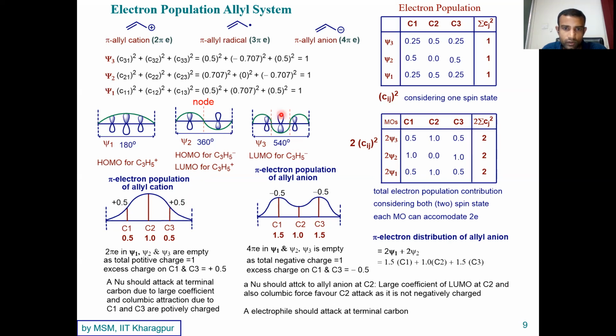And at the same time, this allyl anion is a nucleophile itself. But let's say another nucleophile attacks this allyl anion. Where will it react? It will attack the LUMO, which is psi 3. You know the maximum coefficient is at C2, so it should attack at C2. Not only that, the charge distribution: these two terminal carbons are negatively charged, obviously. So the nucleophile doesn't like a negatively charged center, so it should react at C2.